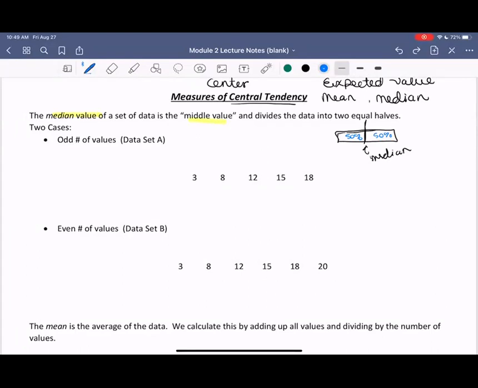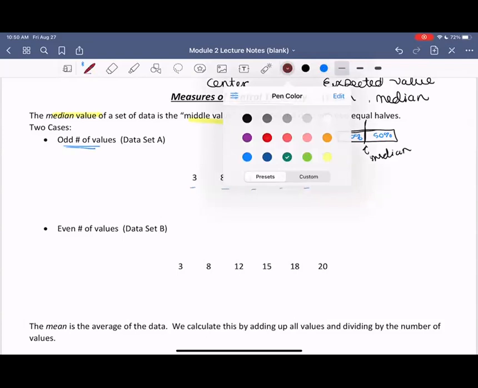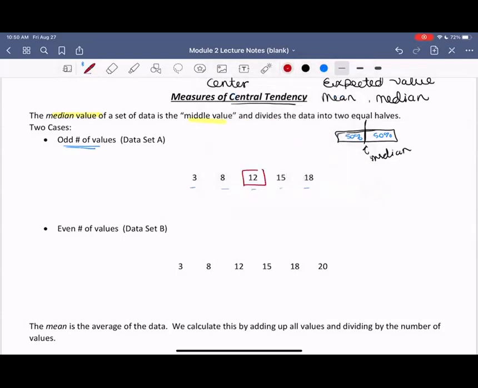All right, so there are two cases when we're finding the median of a list of data. First case, we have an odd number of data values. We'll call it data set A. For data set A, how many data values do we have? 1, 2, 3, 4, 5. So the median is going to be the middle number here. Our median in this case would be 12. And that 12 separates our data into two equal chunks.